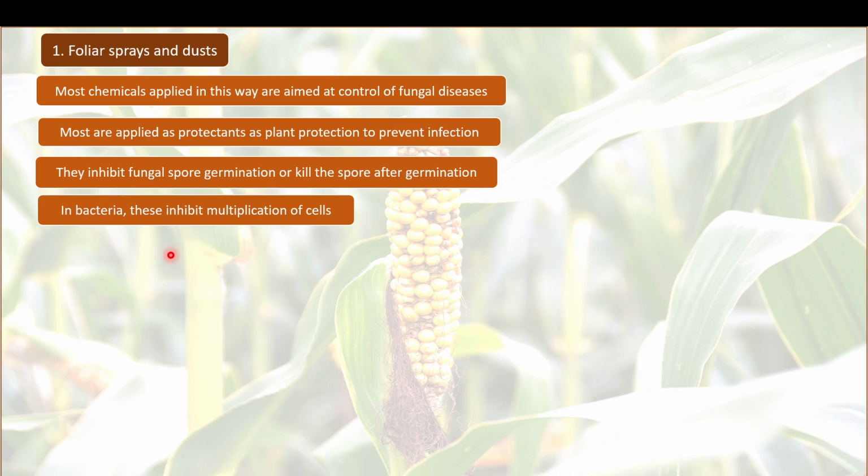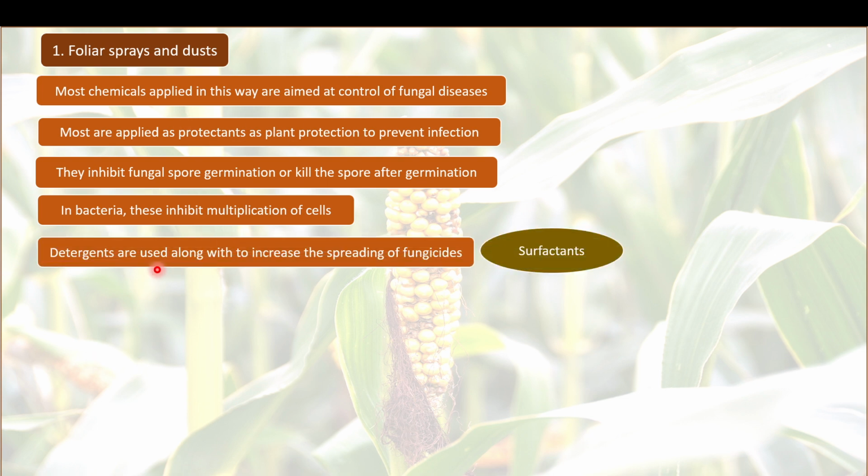In bacteria, these inhibit multiplication of cells. Now bacteria are known for very fast multiplication of cells. So these types of foliar spray or dust of chemicals inhibit the multiplication of cells in bacteria, and like that the bacterial pathogens can also be removed. Detergents are used along with them to increase the spreading of fungicides. Detergents or soaps are used because, as I said, they act as surfactants. They act as a medium by which substances immiscible in water can mix with water and be sprayed easily.